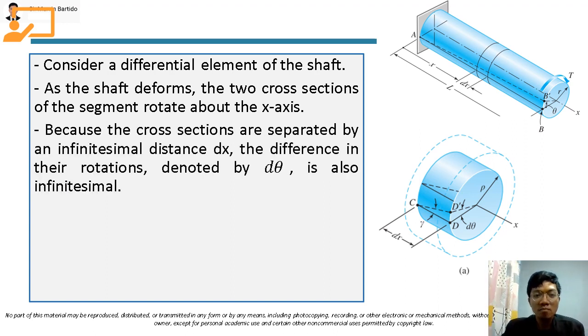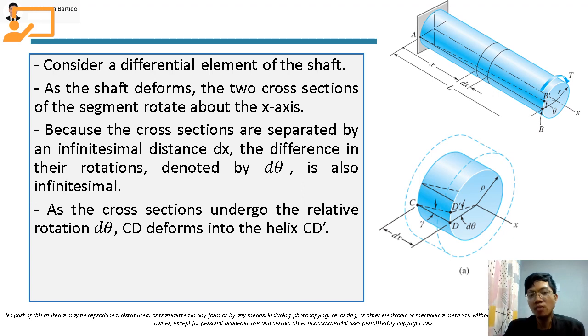Because the cross sections are separated by an infinitesimal distance dx, the cross section in front and the cross section behind are separated by this very, very small distance. So the difference in their rotation will also be infinitesimal, and it will be denoted as d theta. This is also very, very small.